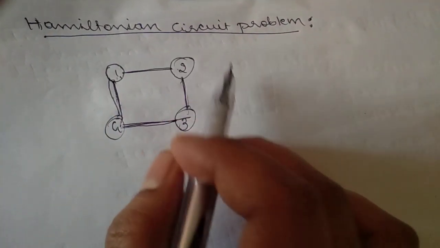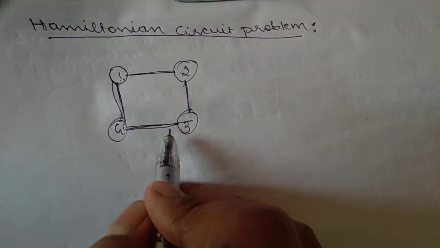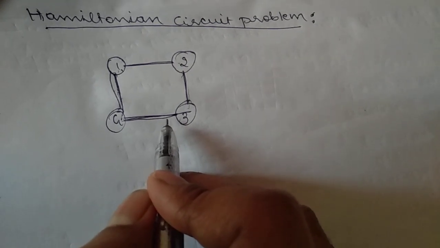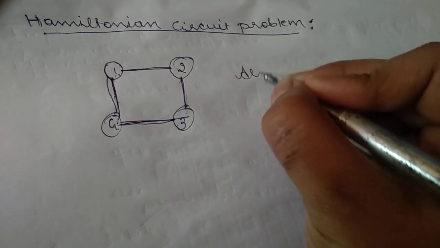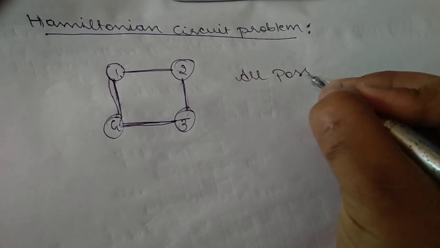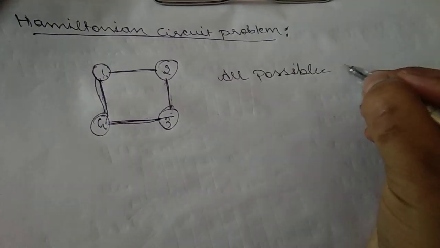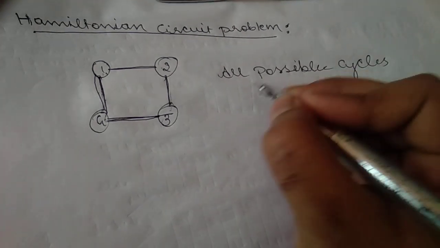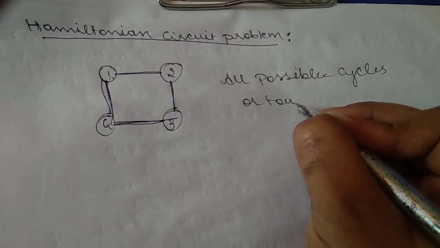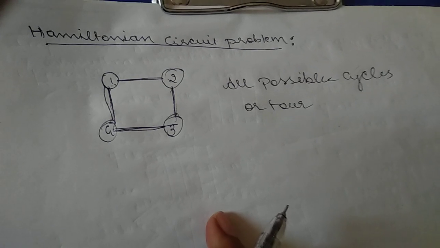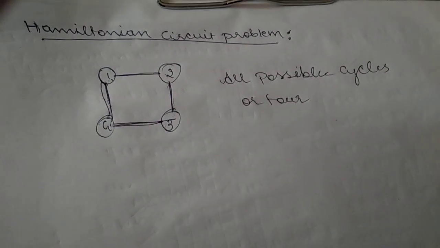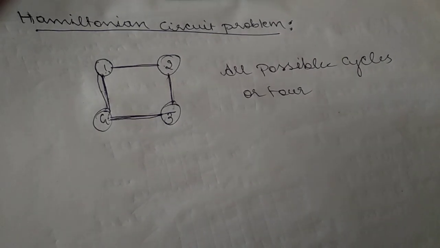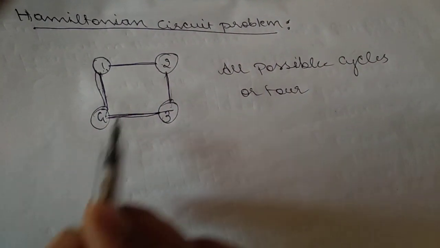But in the Hamiltonian circuit problem, we are not going to find any minimum path, but all possible cycles, or tours, you can say. But in the traveling salesperson problem, we were finding the minimum tour. Here there is no minimum tour or anything, just all the possible cycles.